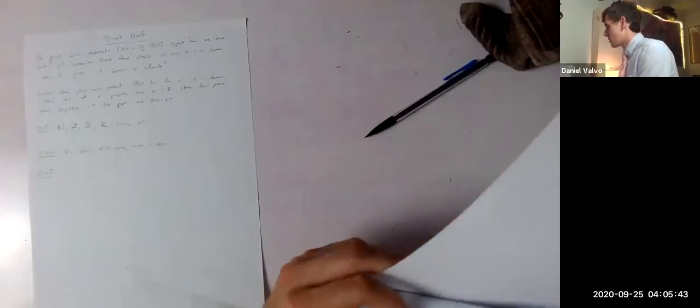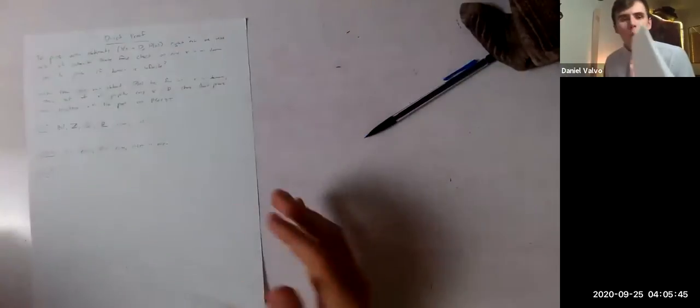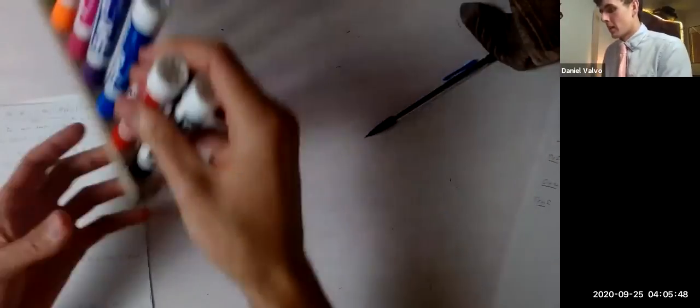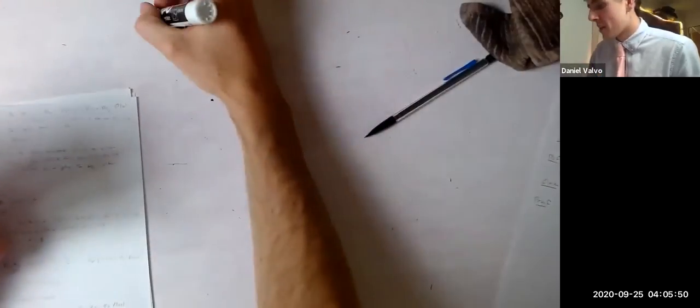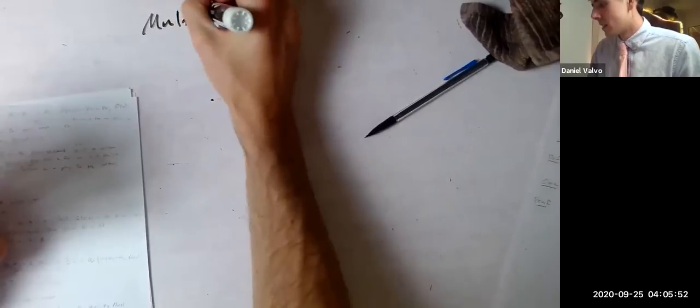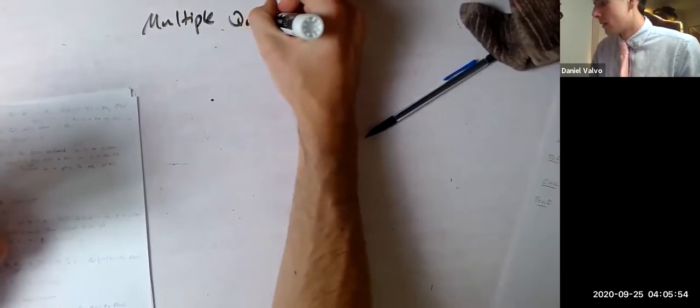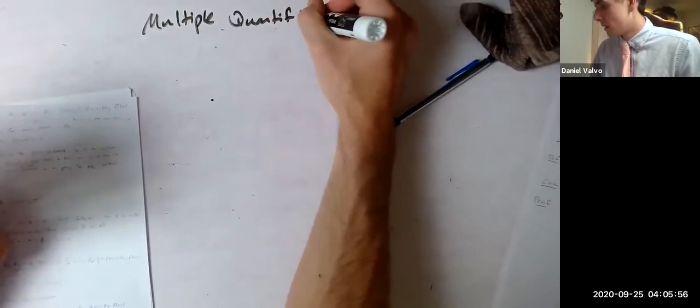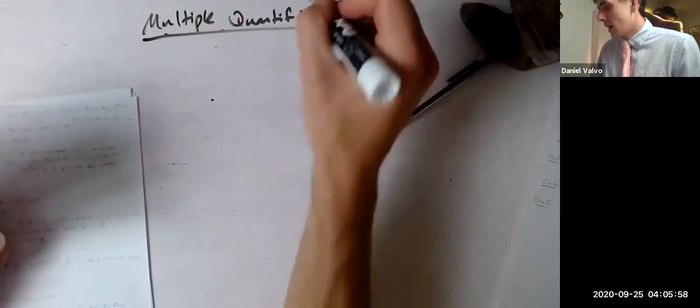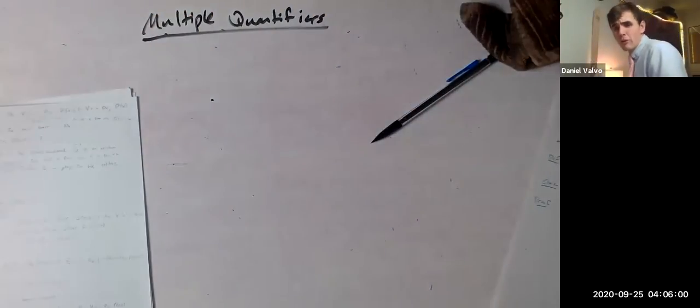Let's get started. So, last time we were finishing up our conversation about these multiple quantifier situations we have going on. I'll just write down multiple quantifiers. That's what we're dealing with. And we've already talked in depth with the double existential, so we're moving on to the double universal.